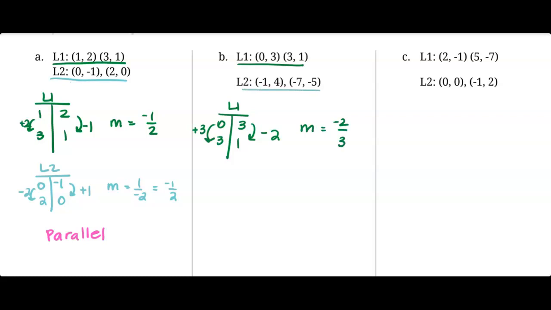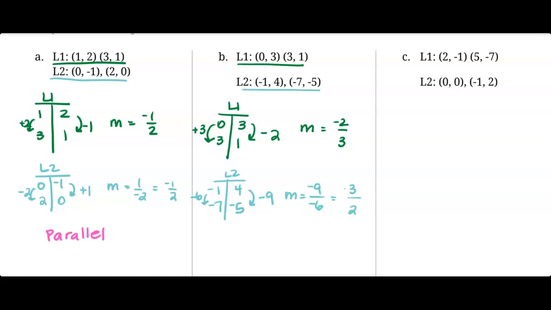For L2, making my table, I get -1, 4, -7, -5. So from 4 to -5, that's minusing 9. And from -1 to -7, that's minusing 6. So my slope will be -9 over -6. 3 divides into both the top and the bottom, which gives me -3 over 2. Oh, sorry, negative divided by negative makes that a positive. So it's +3 over 2.